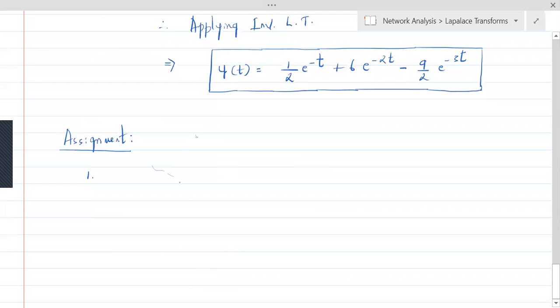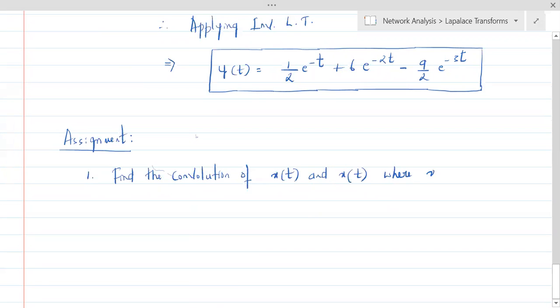Find the convolution of x of t and x of t. So we are convolving two signals. Which are those two signals? X of t and x of t itself. Where x of t is the rectangular pulse shown in figure.